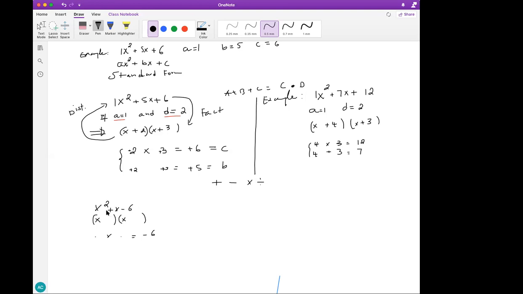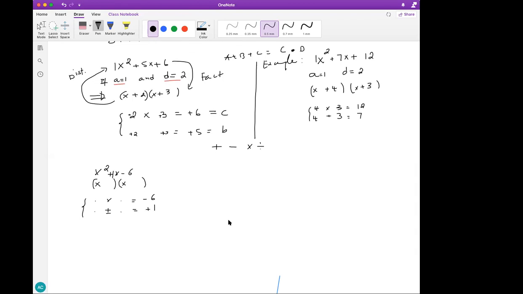Negative. What is the coefficient of this term? 1. So we have an invisible 1 here. So the numbers should multiply to c, which is -6. Same numbers that you used here, when you add them, when you combine them, you must get +1. So when you add or subtract, you have to get exactly +1. Now, let's find the numbers. What numbers do that? -6, right? Not just 6.